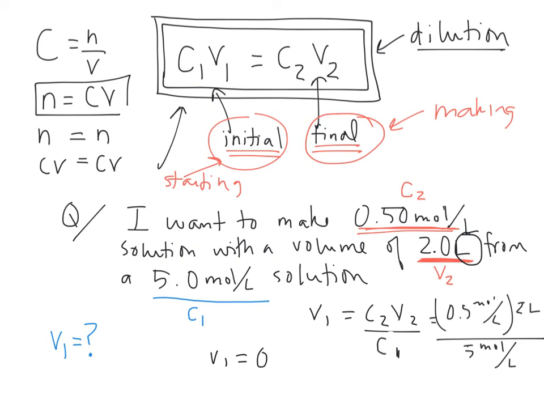V1 is then going to be 0.20, should be 2 sig digs, liters, or 200 mLs if you want to call it 200 mLs. So again, make sure you understand what this number represents. It represents the volume of that concentrated solution. So if I take out 0.20 liters from that concentrated solution, put it into a 2-liter volumetric flask, and fill the rest up with water, it will give me the 0.5 mole per liter solution that I'm looking for.